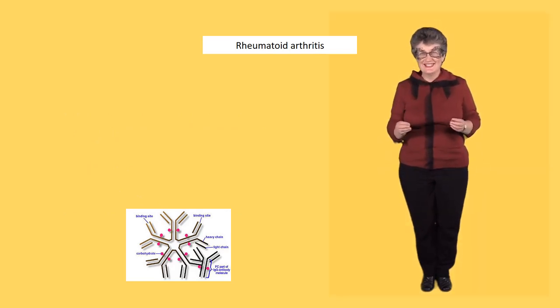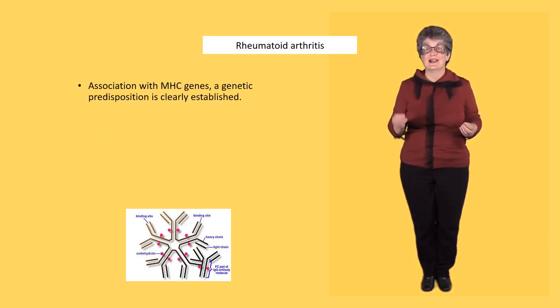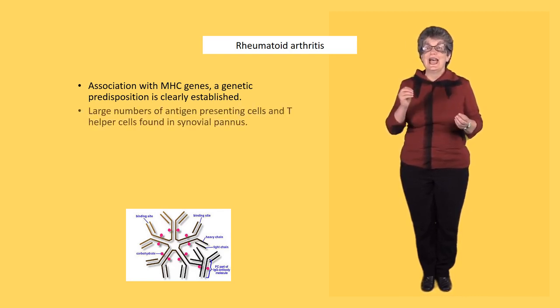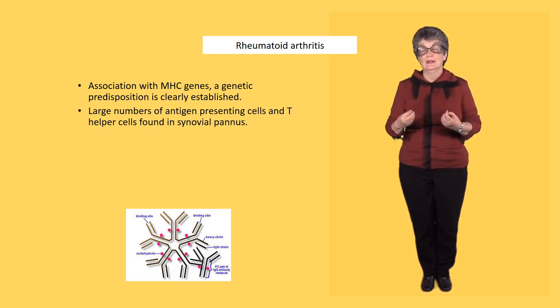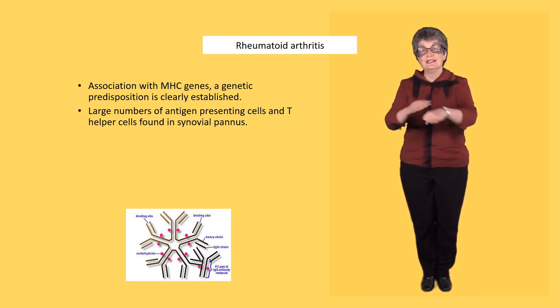Thinking about the pathogenesis of rheumatoid arthritis, it's associated with certain major histocompatibility gene types, and a genetic predisposition is being clearly established. In rheumatoid arthritis, large numbers of antigen-presenting cells and T helper cells are found in the synovial pannus. The synovial pannus is the layer of inflammation which lies on top of affected joints.